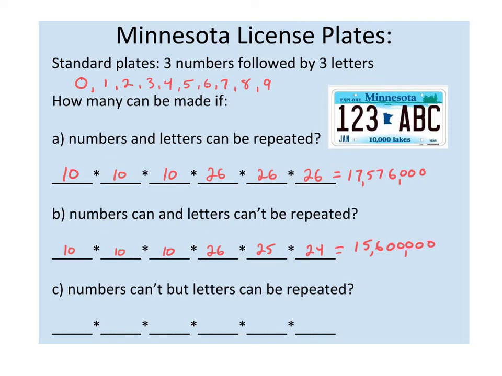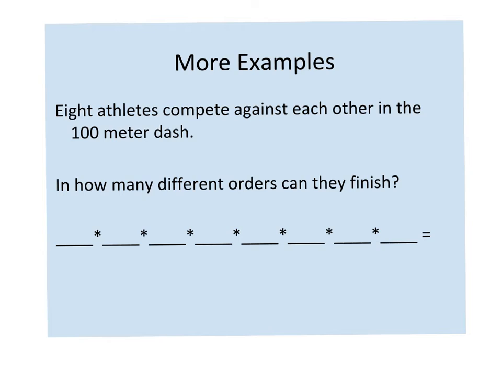And then the last one: what if numbers can't be repeated but letters can? Now if I start with 10 and choose one, that will only leave me with 9 left to choose, and then 8. And then if I can repeat the letters, I'll have 26, 26, and 26. When you multiply all those together, you will get a total of 12,654,720. Okay, let's look at another example here.